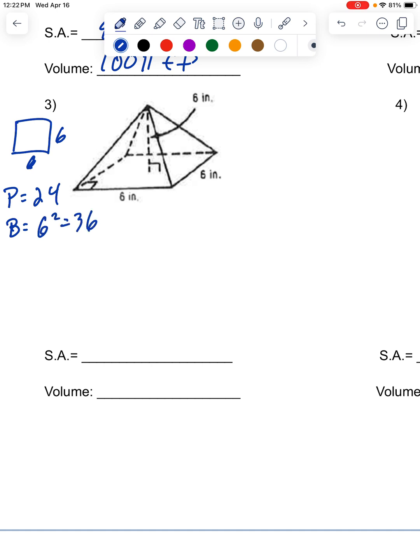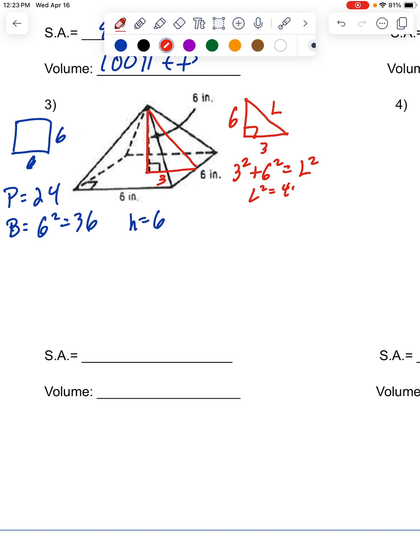I know that the height of the shape is 6, but I don't know what the slant height is. So what I'm going to have to do is use this 6, the height of the shape, and half of the side, so 3, to find the slant height here. I'll just redraw that triangle for you guys: the 6, the 3, and this is L, the slant height. And do the Pythagorean theorem. 3 squared plus 6 squared equals L squared. So you should get L squared equals 45.